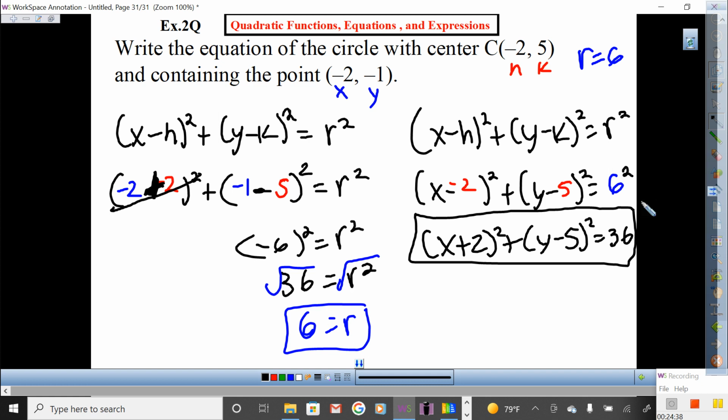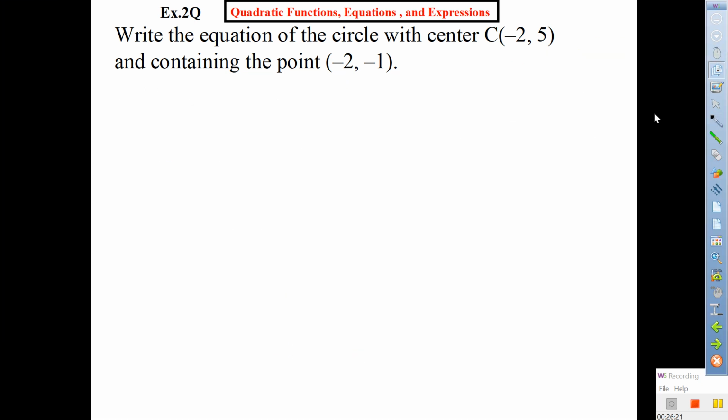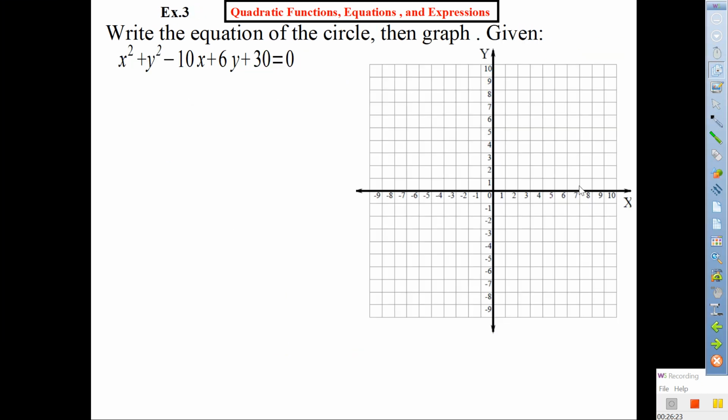Ready? So let's go to the next sheet where you have the graphing portion of it. And write this down. It should read on the instructions. Write the equation of the circle, then graph. Yes? Everybody has that sheet? Yes? Okay. And the equation given: x squared plus y squared minus 10x plus 6y plus 30 equals 0. Copy that.